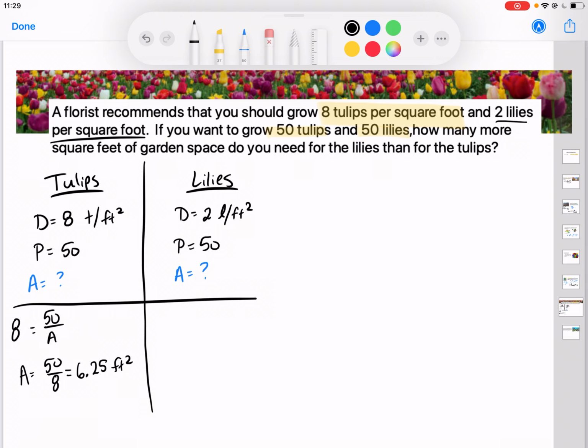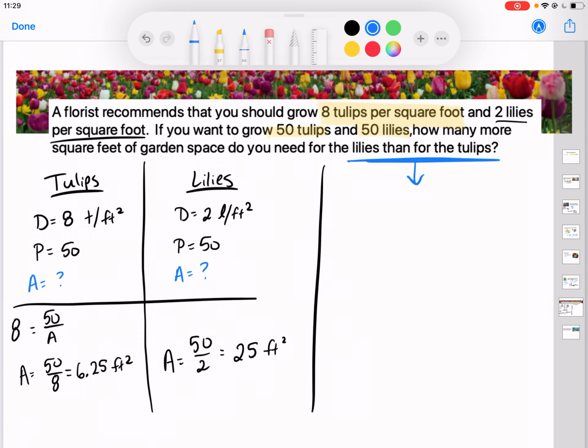And then I could do the same thing for the lilies. And in fact, you can just skip over to say A would then be 50 over 2 this time, which is 25 square feet. Now, that's not what the question's asking. The question's asking how many more square feet do you need for the lilies as compared to the tulips. So you're just going to go ahead and subtract the square feet, and you get that you'll need 18.75 square feet more.